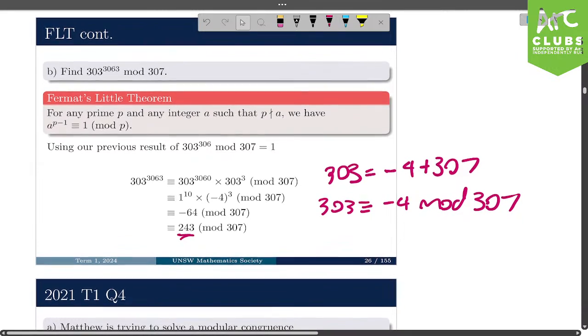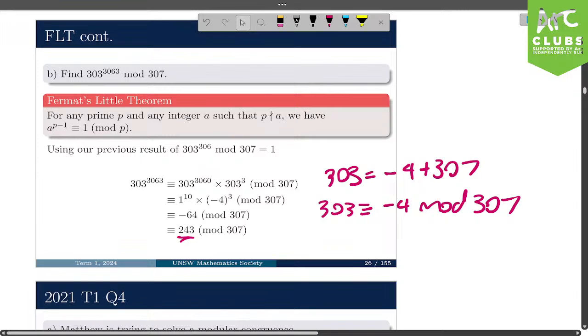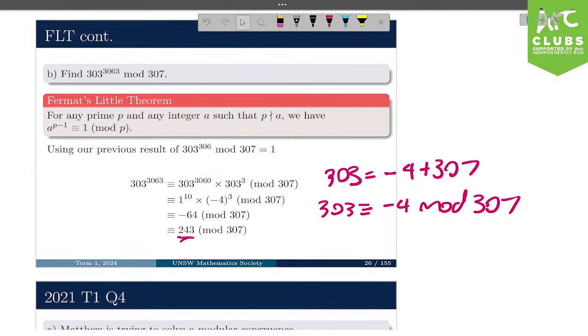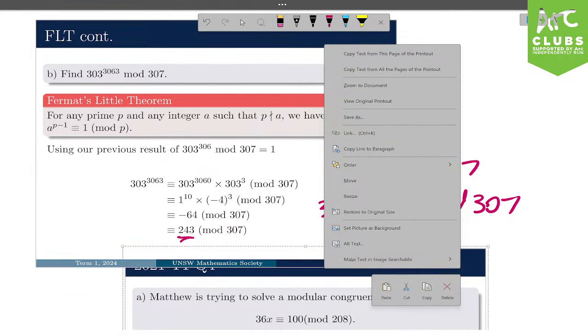So in summary, Fermat's law theorem basically helps us reduce higher powers in certain prime mods. It can also help you reduce it in non-prime mods, but that requires some finicky stuff. I don't think it'll be in the course.